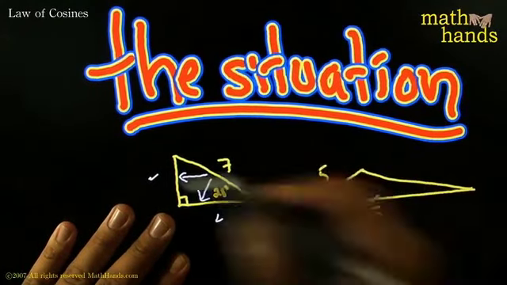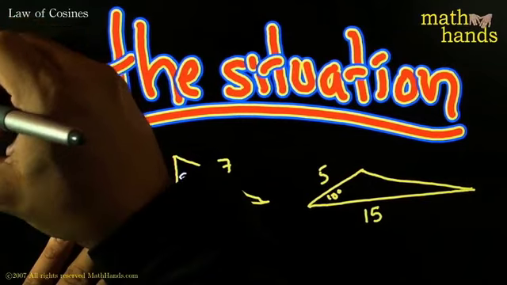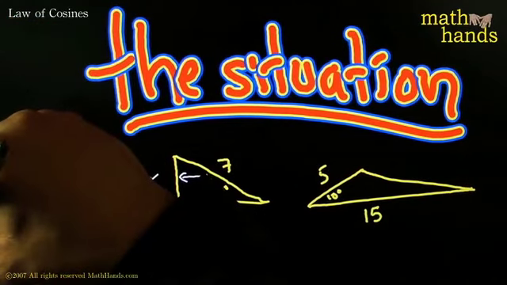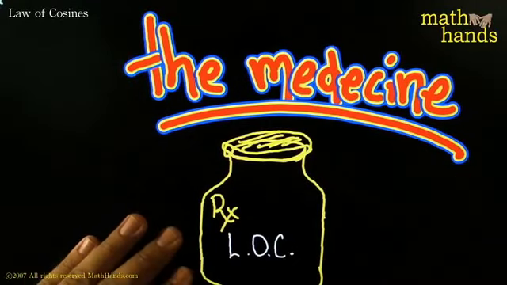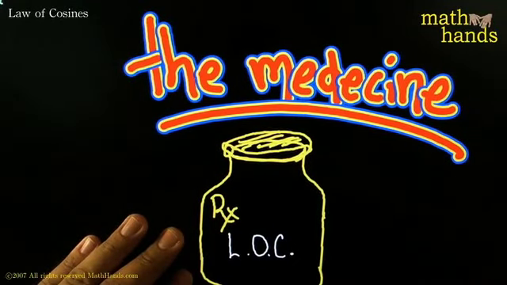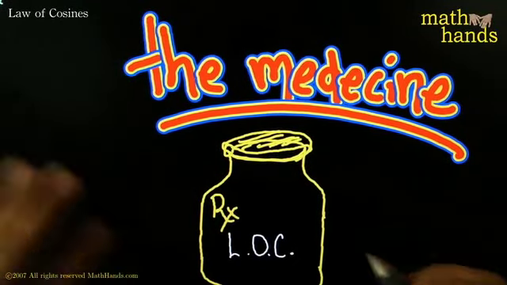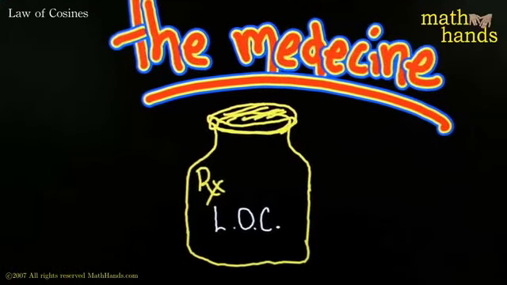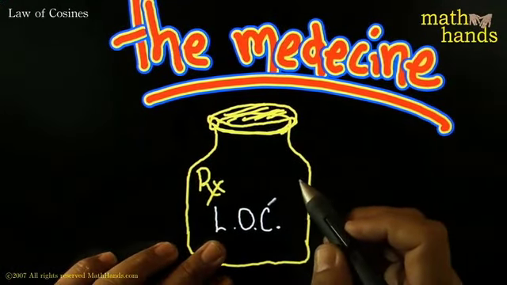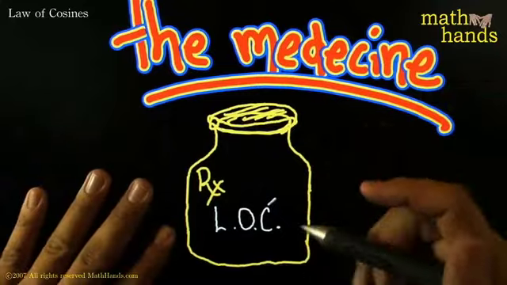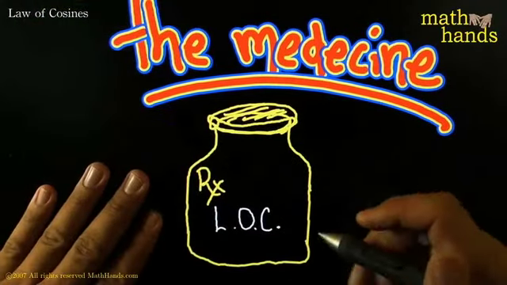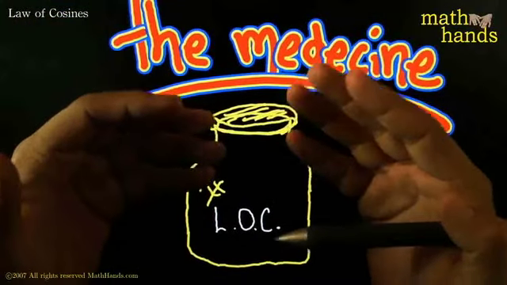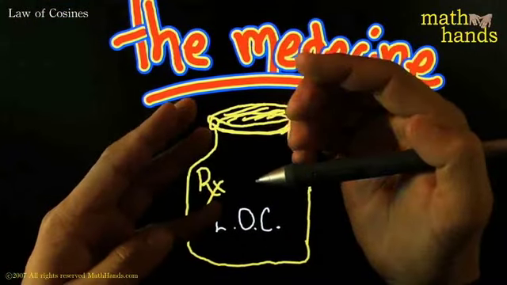That's the situation. The tool, what are we going to use to do that? Well, the perfect tool is, the perfect medicine is, of course, what do you suppose the perfect medicine is? The perfect medicine for that is exactly the law of cosines. With the law of cosines, we'll take care of these triangles. No problem. We'll just give it some law of cosines. It'll be done.